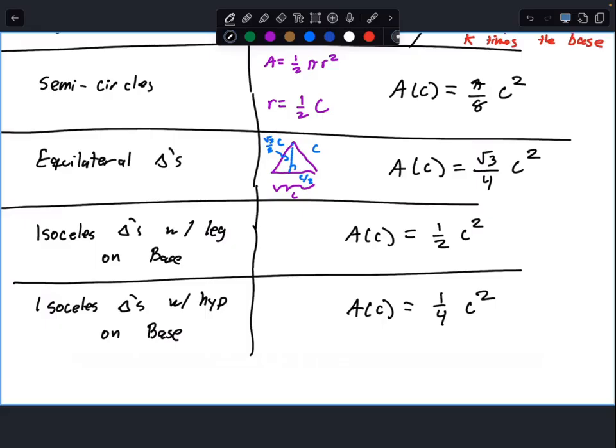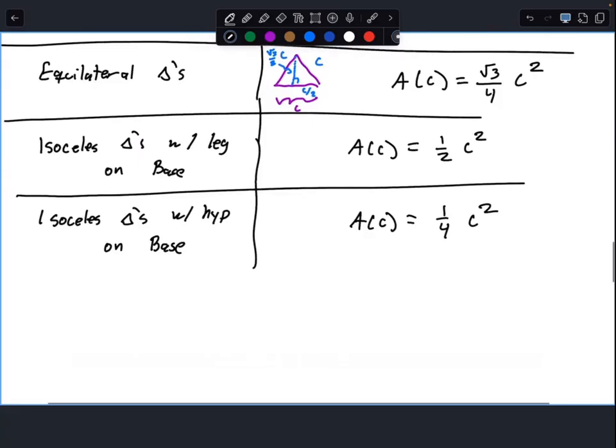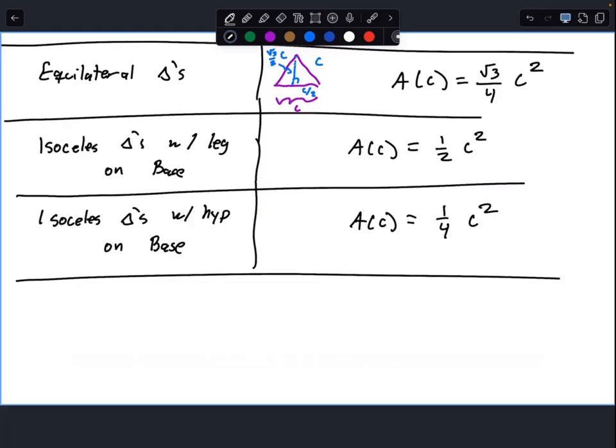So basically, you should think of it like, I know the equilateral is square root of 3 over 4. If it's the isosceles with the hypotenuse on the base, it's going to be over 4 as well. But the hypotenuse versus the leg is just a nice, easy one to be able to see. Okay.